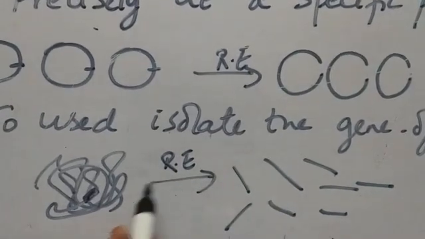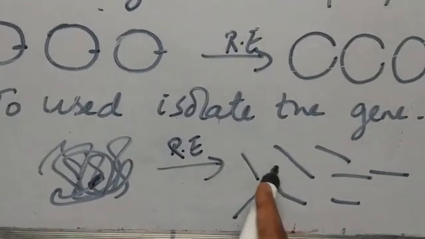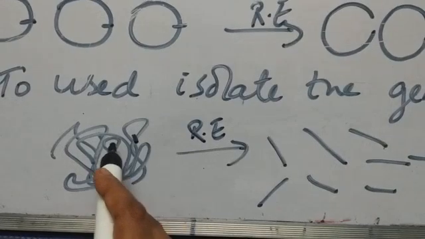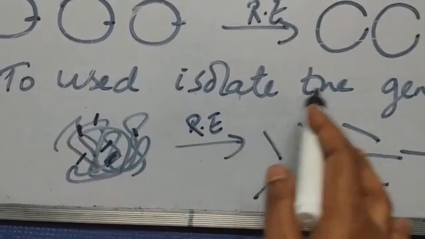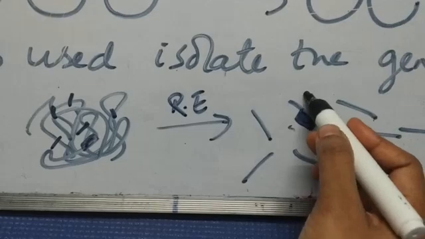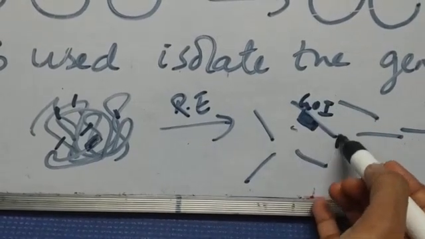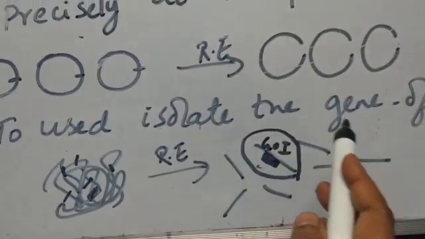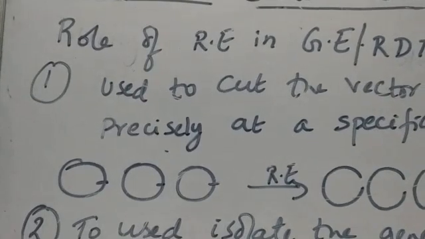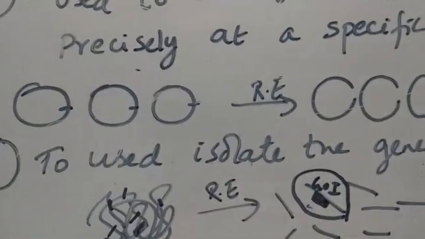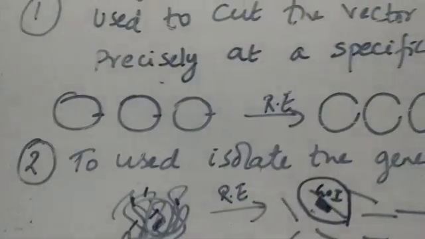So when you add the restriction endonucleases to the genomic DNA, it gets broken down into a number of pieces, because wherever it has its specific sequence which it recognizes, it goes and cuts the DNA. So you get a number of fragments of DNA, and in one of the fragments, your gene of interest will be present. So then you can go about isolating only this specific gene of interest, leaving all the others. So therefore, restriction endonucleases are used to isolate the gene of interest. These are the two main roles of restriction endonucleases in RDT: to cut the vector molecule at specific points, and to isolate the gene of interest.